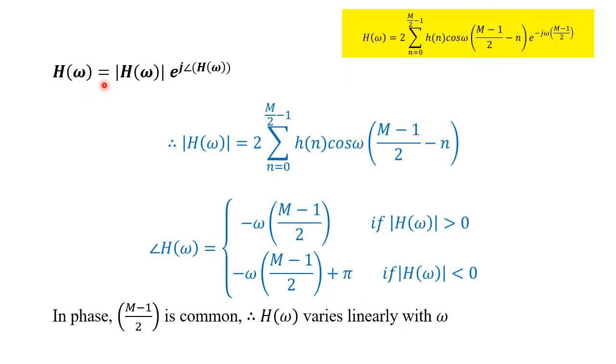Further, h of omega is equal to magnitude of h of omega into exponential of phase h of omega. Now this is directly comparable with this expression where the magnitude part stands from this 2 up to this point and the phase stands with omega and onwards. So by comparing these two, we can write the magnitude h of omega is equal to 2 into summation n is equal to 0 to m by 2 minus 1 h of n cos omega of m minus 1 by 2 minus n, and phase of h of omega will be equal to minus omega of m minus 1 by 2 if h of omega is greater than 0, and minus omega m minus 1 by 2 plus pi if h of omega is less than 0. This is the final realization that is required.